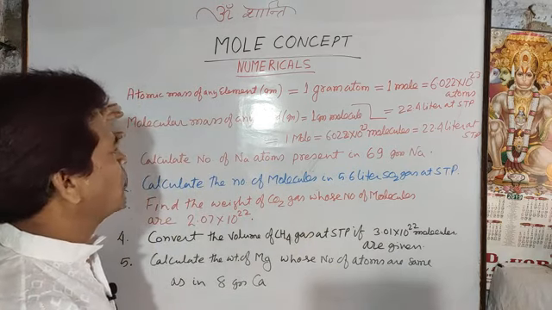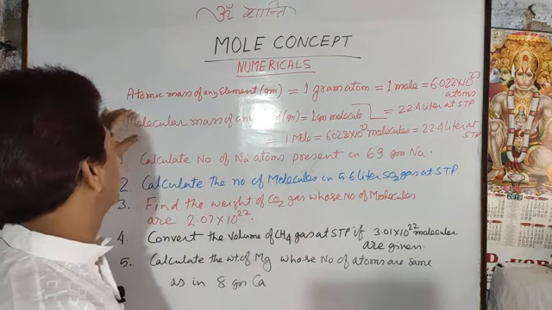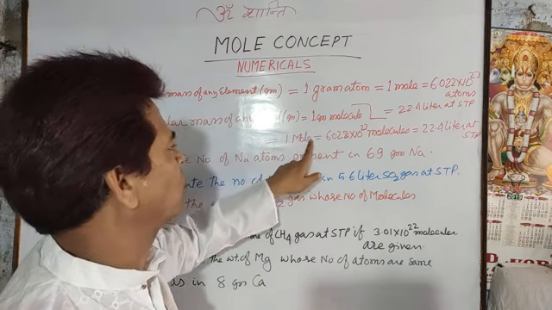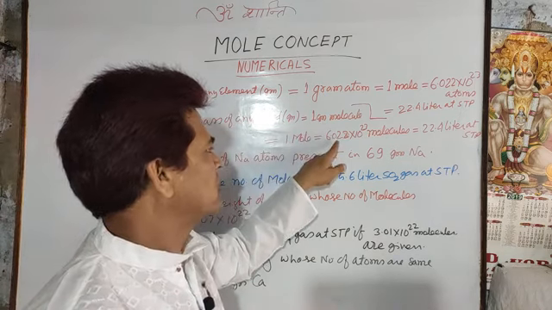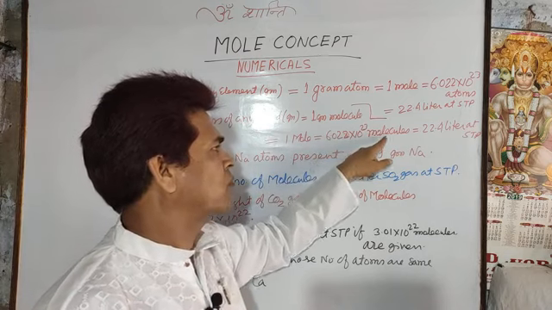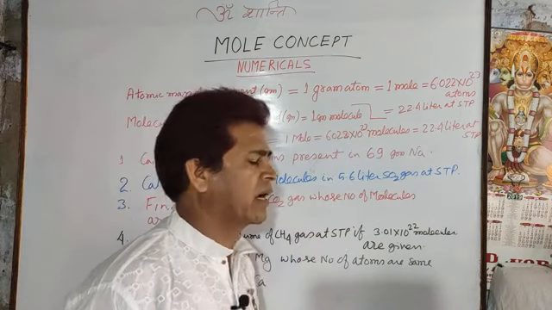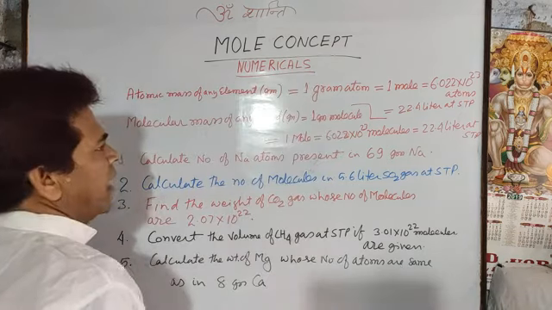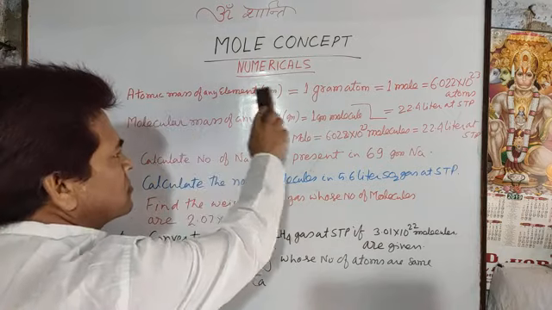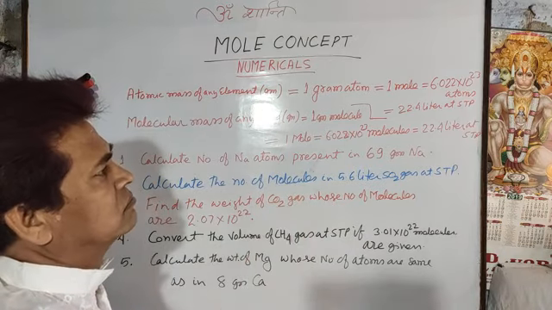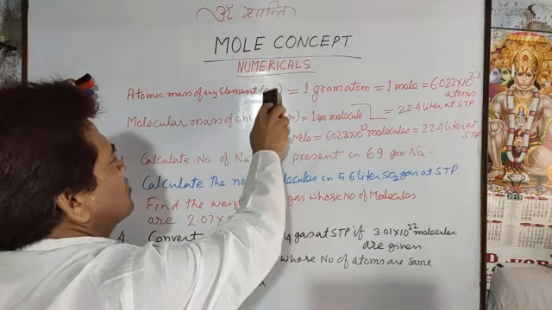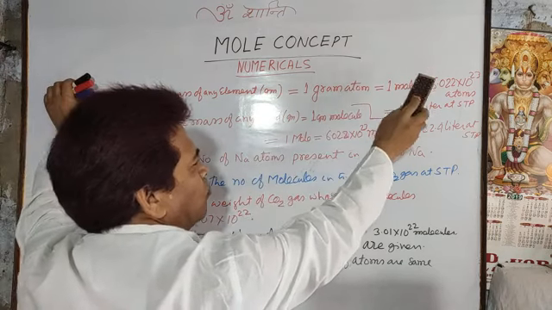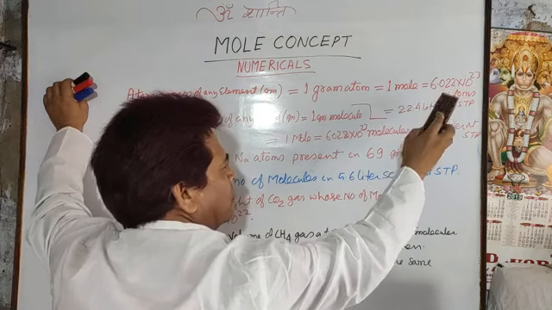The same concept applies to a compound: the molecular mass of any compound in gram is equal to 1 gram molecule, equal to 1 mole, 6.022 × 10^23 molecules, and 22.4 liter at STP. So dear guys, you must recall the relation between terms: gram, gram atom, mole, number of atoms and volume.